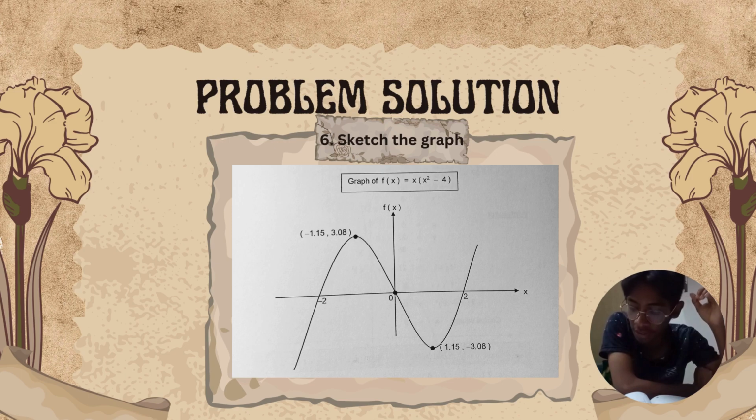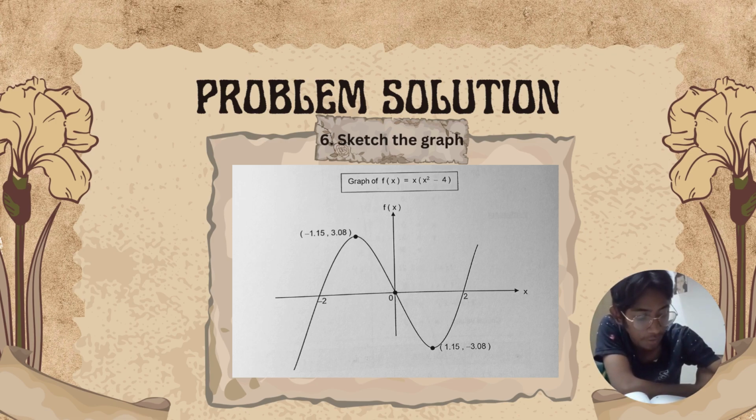The maximum point and the minimum point are going to be where the interval changes. For this equation, negative 1.15, 3.08, and also 1.15, negative 3.08, are the points where the interval starts. The first point is the maximum point and the second point is the minimum point. With all this, we can see the flow of the graph already.